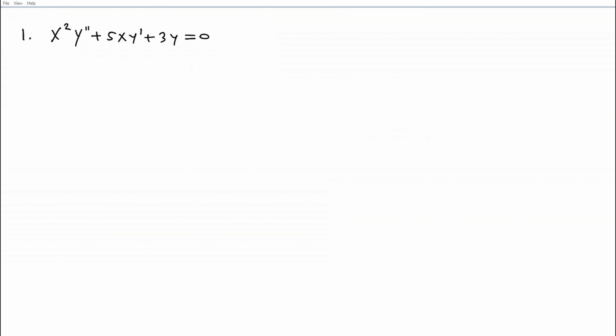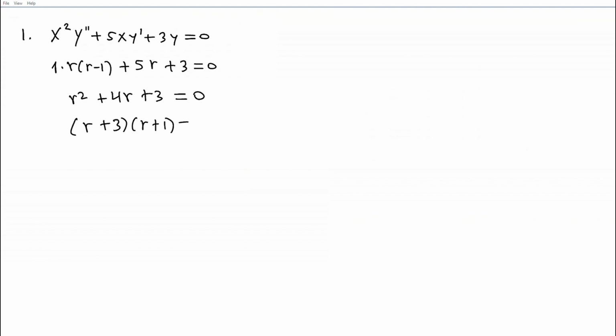Let us write out the initial equation. We're going to get 1 times r times (r minus 1) plus 5 times r plus 3 equals 0. Next, we expand this out to get r squared plus 4r plus 3, and let's see if we can factor this out. I think the factors for this one will be 3 and 1. So let's put (r plus 3) times (r plus 1) equals 0.